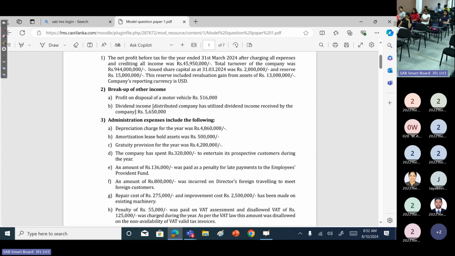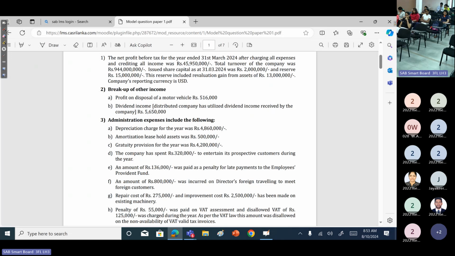So administration expenses include the following: depreciation charge for the year, amortization of leasehold assets, credit provision. These are provisions. You know that accounting provisions are not allowed for tax purposes. But they have already been charged and we arrived at the PBT, therefore they need to be readjusted. The company has spent so much money entertaining its prospective customers. Entertainment expenses are also not allowed. Penalty for late payment of employee provident fund, breach of written law, penalties, charges, interest, any payment in respect of a breach of law is disallowed.